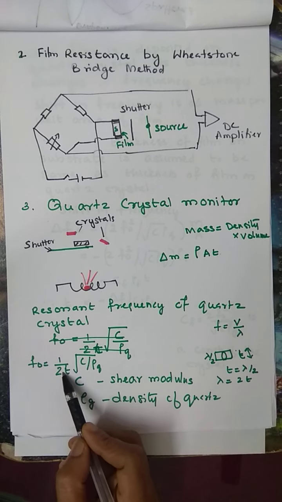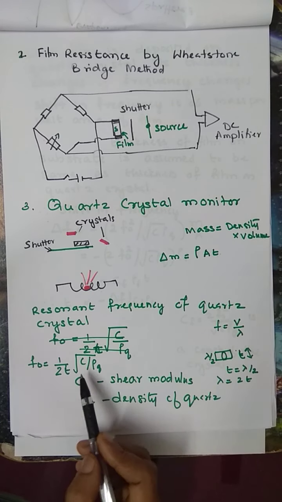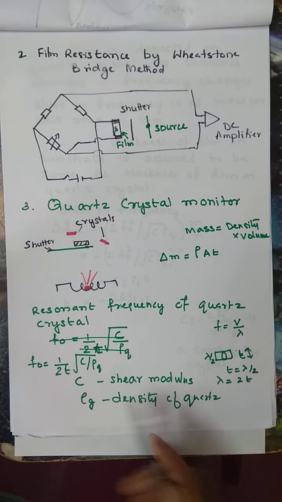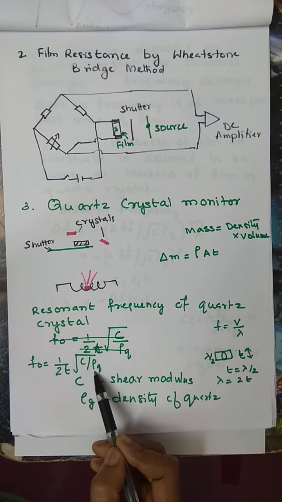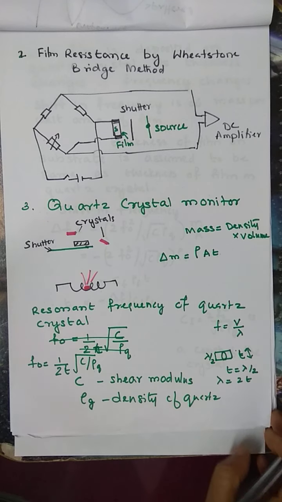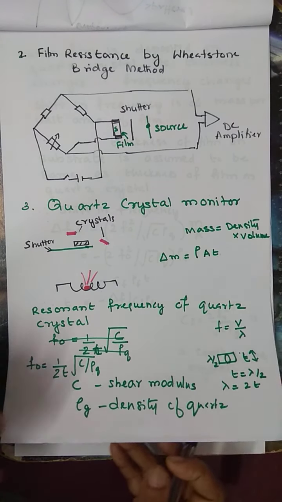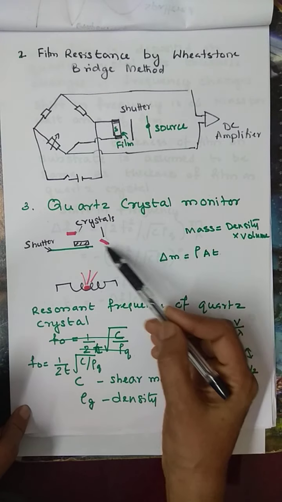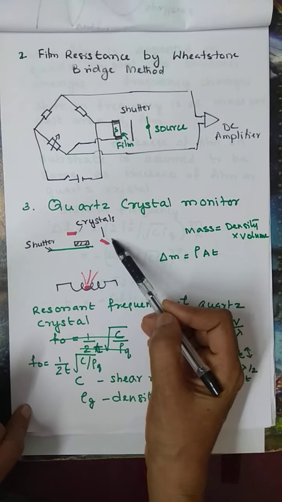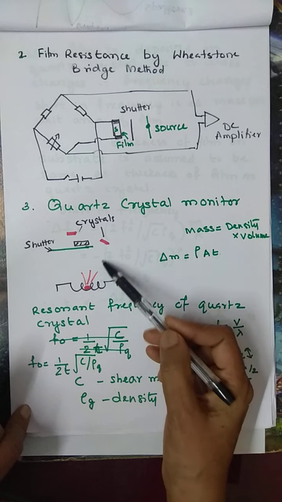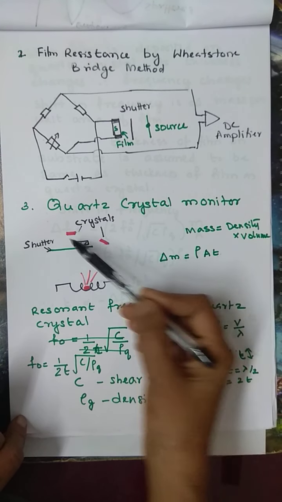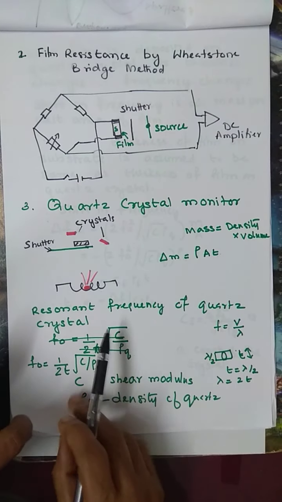So f equals 1 by 2t into the root of C by rho Q, the velocity being expressed in terms of the shear modulus C, where rho Q is the density of the quartz crystal. This is the initial resonant frequency of the quartz crystal, which is the same in both these cases just before the start of the deposition. Once the deposition is completed, the frequency of this crystal will change, whereas the other will remain the same.